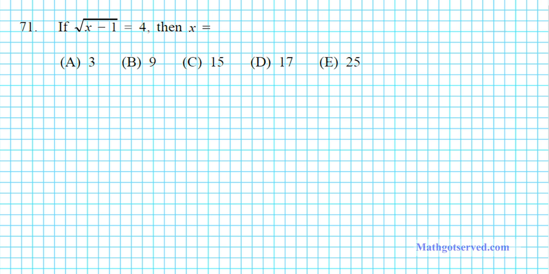All right, let's take a look at problem 71. We're solving an algebraic equation involving radicals. So let's go ahead and write it down. It says, if the square root of x minus 1 is equal to 4, then x is. So we're basically solving this equation.